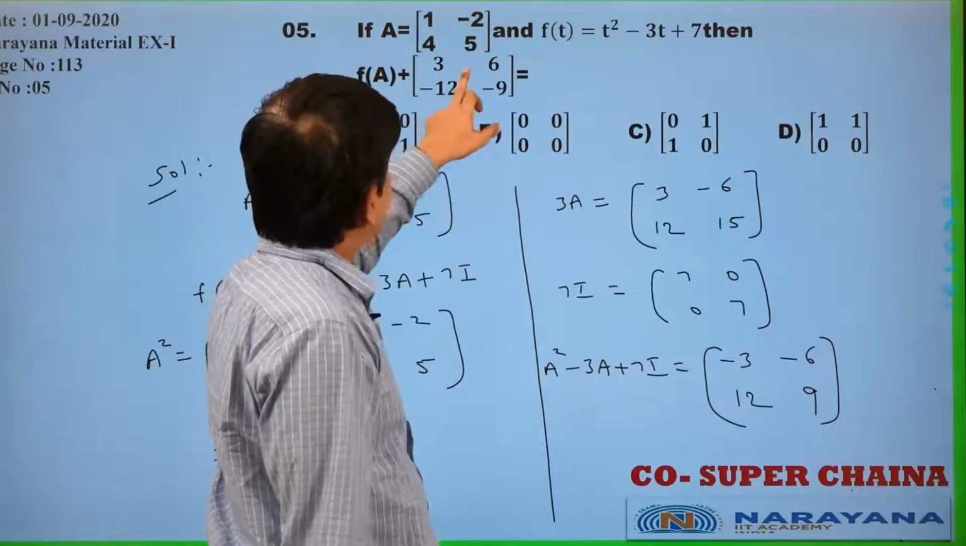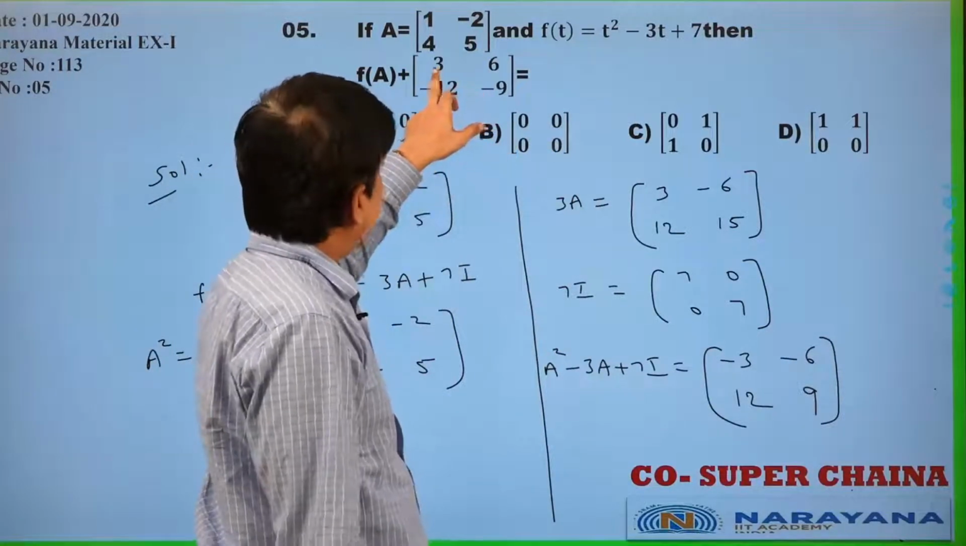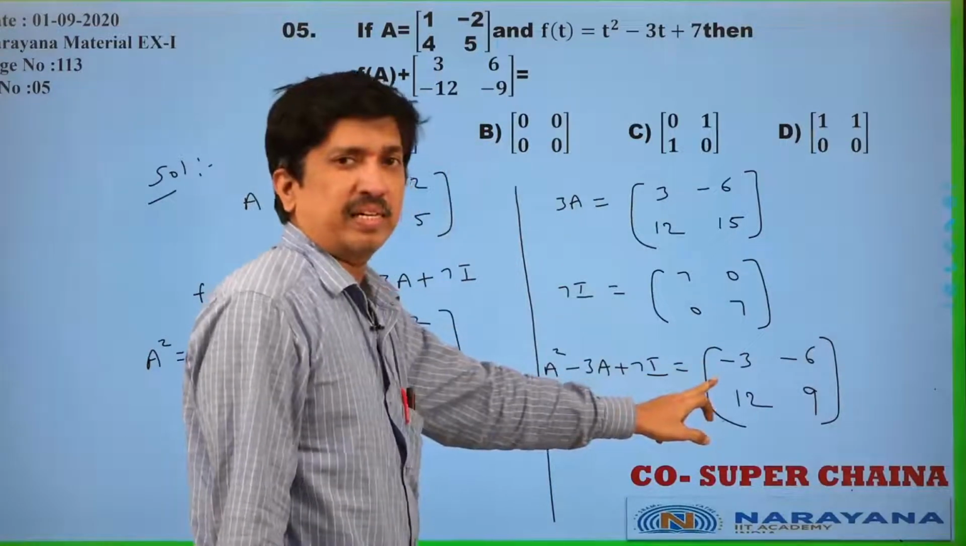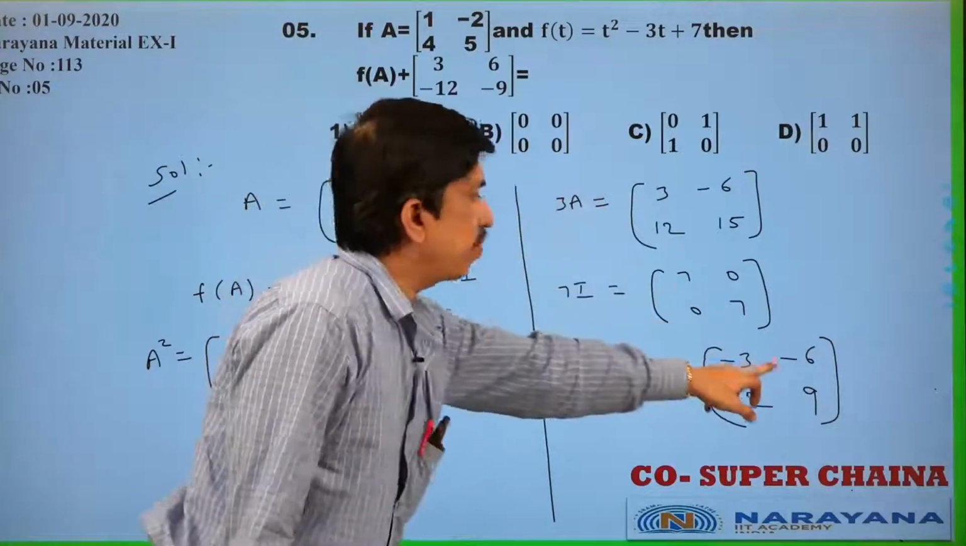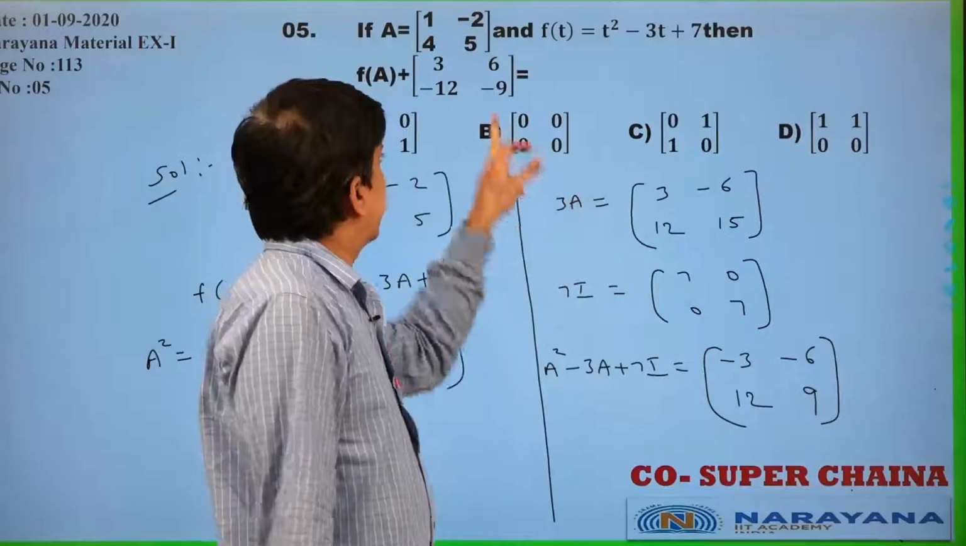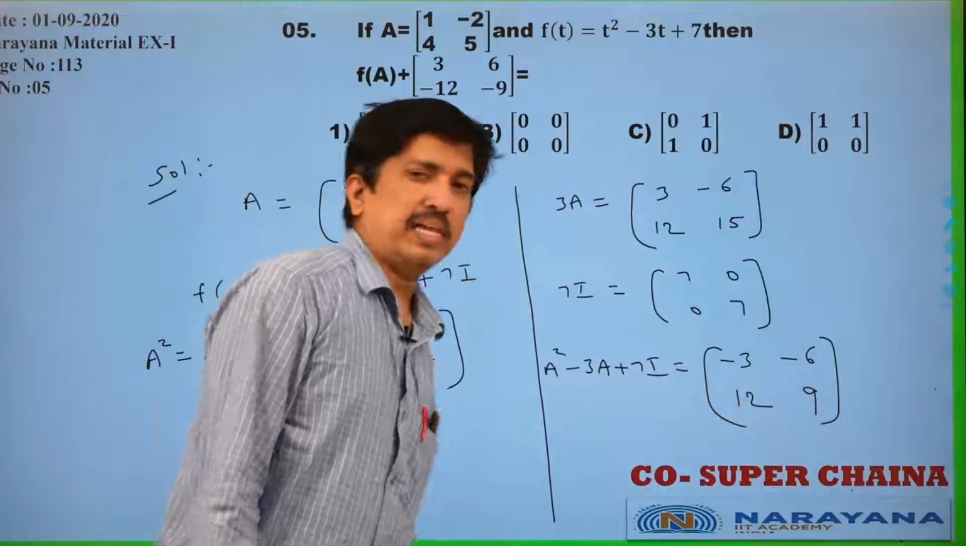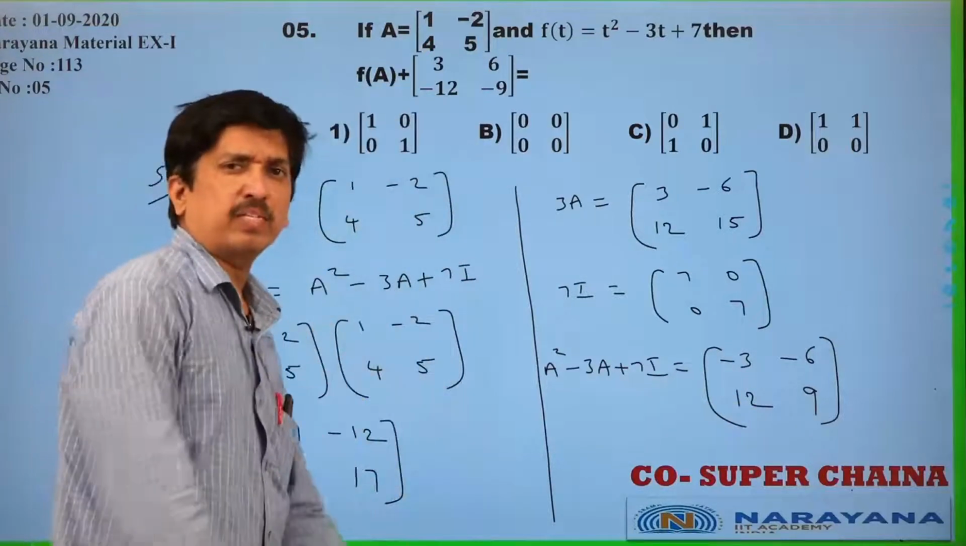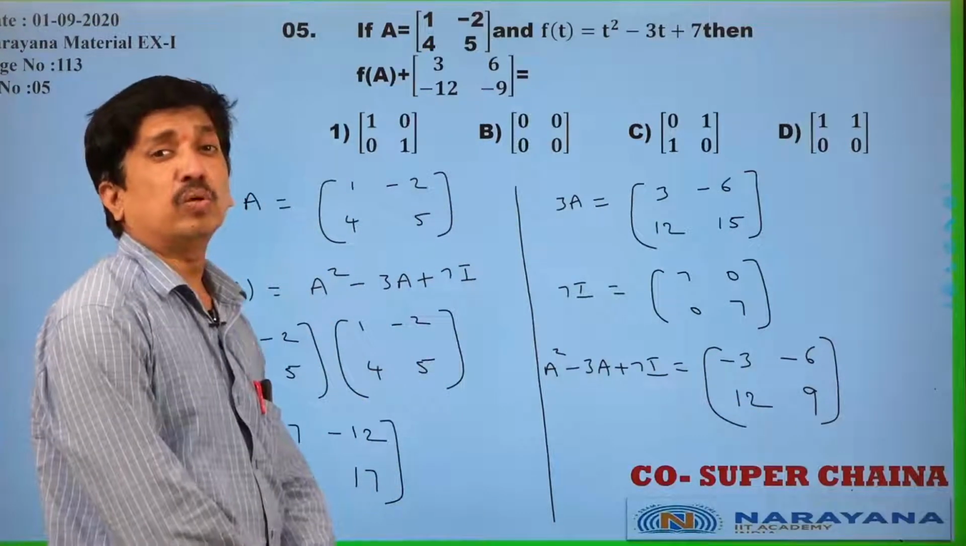f of A plus this matrix only. Here 3 is there, here minus 3 is there. Here 6 is there, here minus 6 is there. Here minus 12 is there, here plus 12 is there. Minus 9 is there, plus 9 is there. Adding corresponding elements, what will you get? All zeros only you will get.